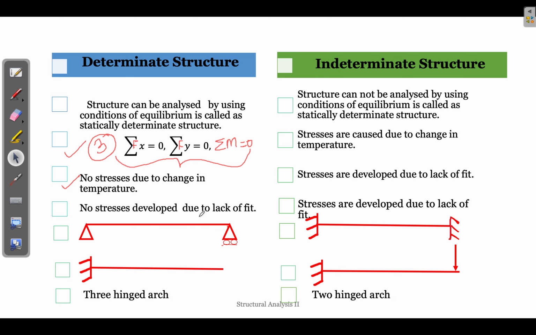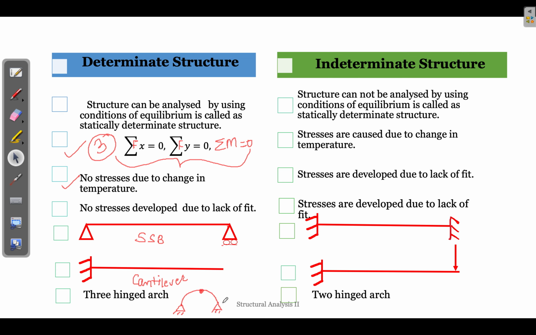Then what are the examples? Okay, so these are the examples of determinate structures. This is a simply supported beam, you can see a cantilever beam, and a 3-hinge arch. Okay, a 3-hinge arch, if you remember, is an arch with supports which are hinged. These are the hinge supports and there is one hinge over here.